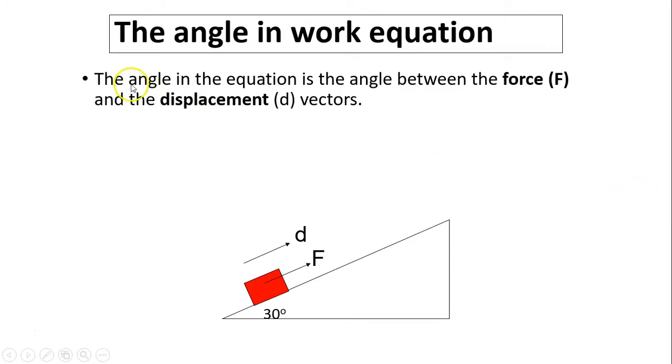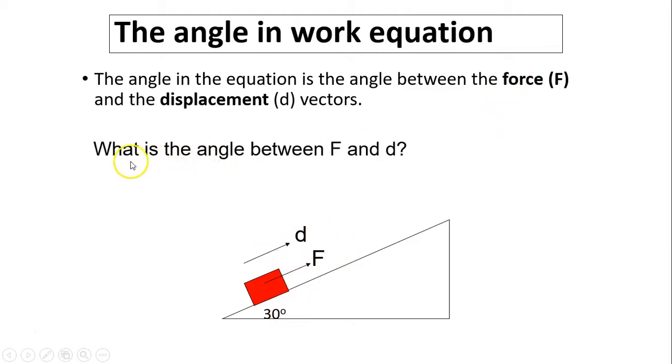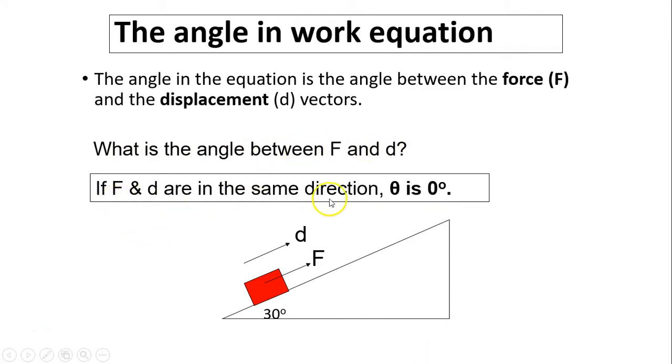The angle in the work equation. The angle in the equation is the angle between the force and displacement, only between the force and displacement. Let's take a look. A lot of times you are given an incline situation, so the object is pushed along the incline. Force is along the incline, displacement is also along the incline. What is the angle between F and D? Well, in this case, F and D are in the same direction. They are parallel. So theta is 0 degrees. Don't get confused. A lot of people put 30. 30 is not the angle between displacement and force.